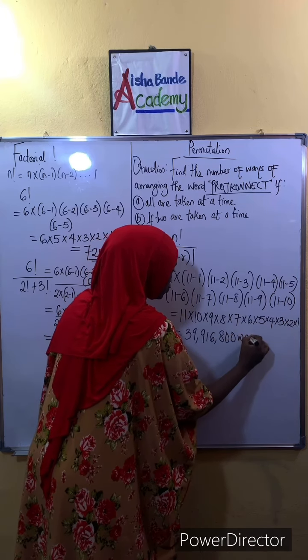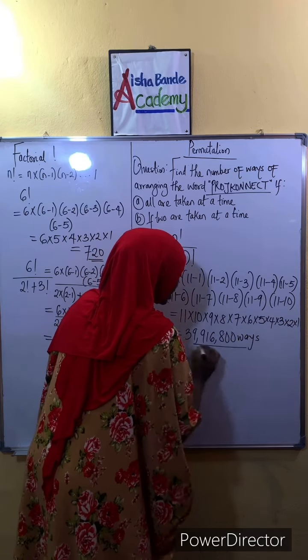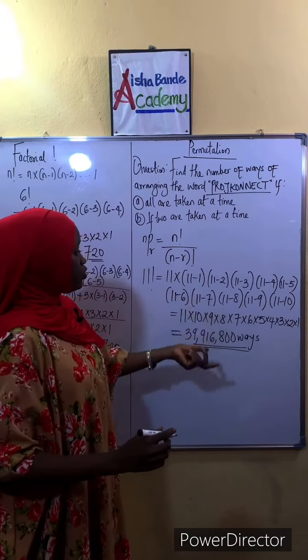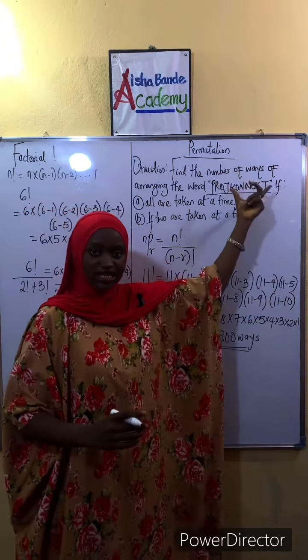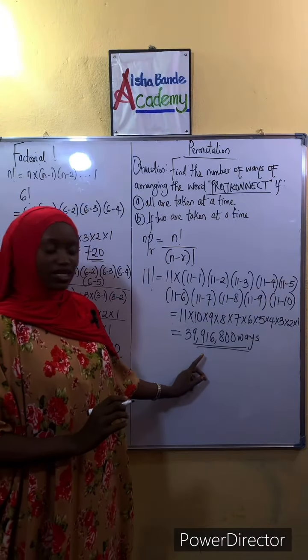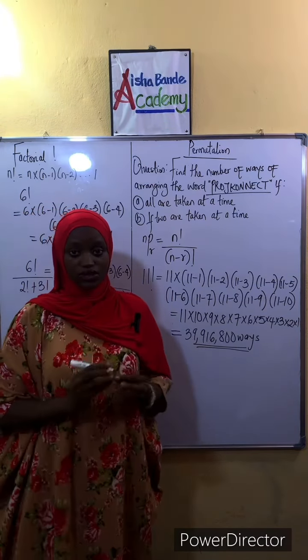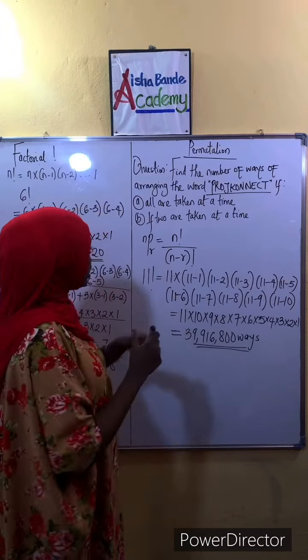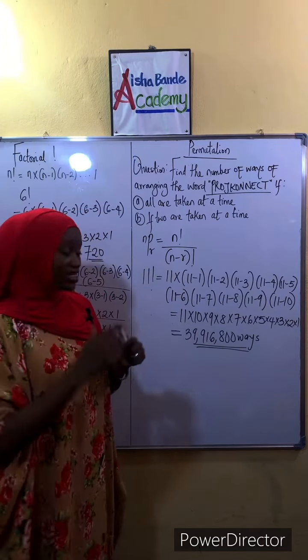So multiplying all of this gives us a value of 39,916,800 ways. Okay, so basically when we arrange these words, when we take all the letters at a time, gives us the value 39,916,800 ways.